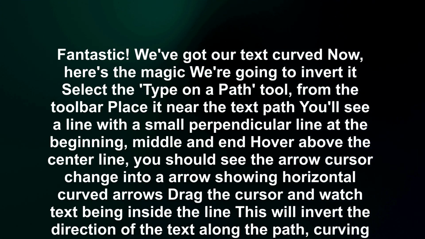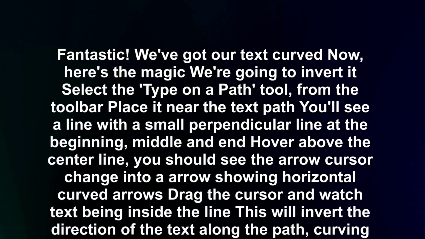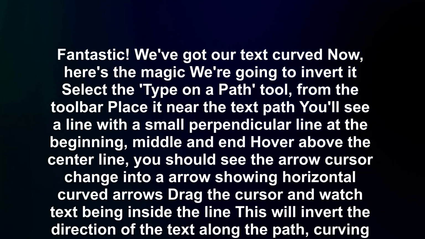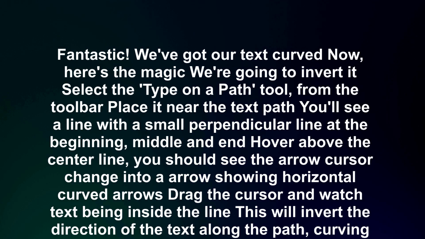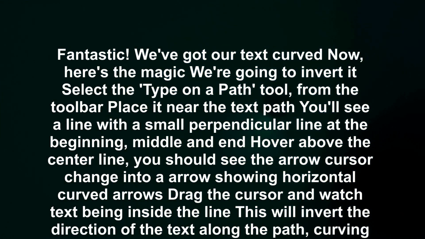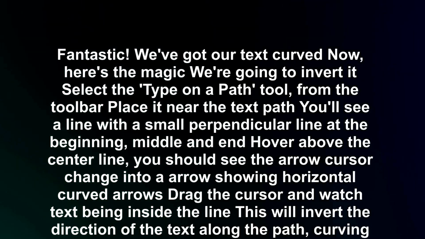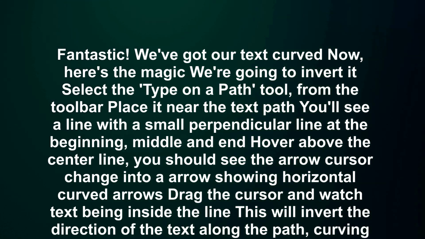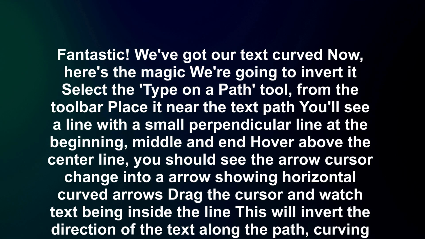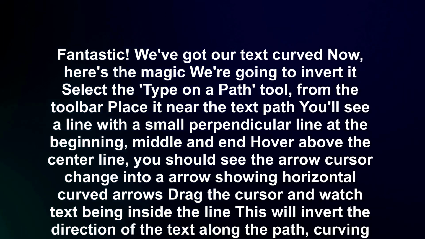Here's the magic: we're going to invert it. Select the type on a path tool from the toolbar, and place it near the text path. You'll see a line with a small perpendicular line at the beginning, middle, and end. Hover above the center line. You should see the arrow cursor change into an arrow showing horizontal curved arrows. Drag the cursor and watch the text go inside the line. This will invert the direction of the text along the path, curving it inward.